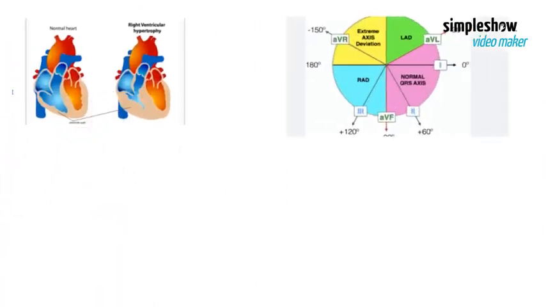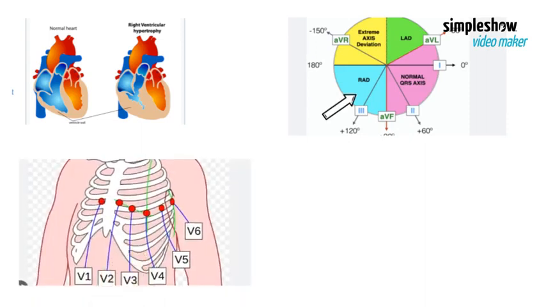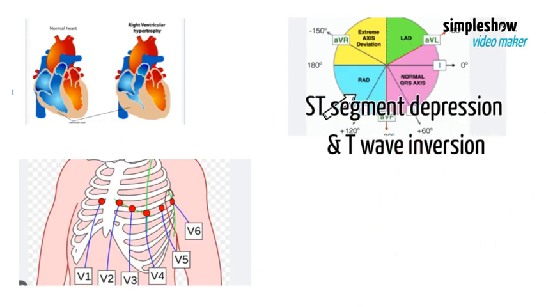If there is RVH, the cardiac axis will be shifted towards the right. A right ventricular strain pattern will be visible in the right precordial and inferior leads. Strain pattern means ST depression and T wave inversion.